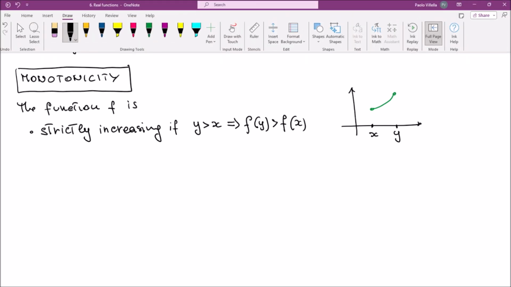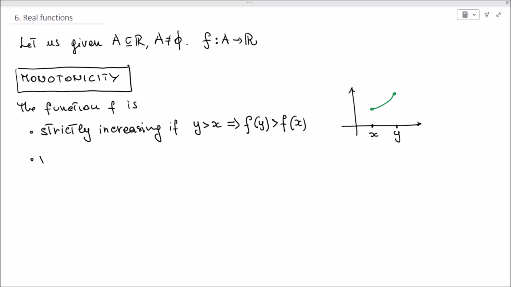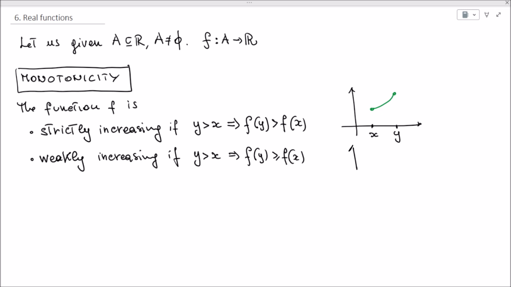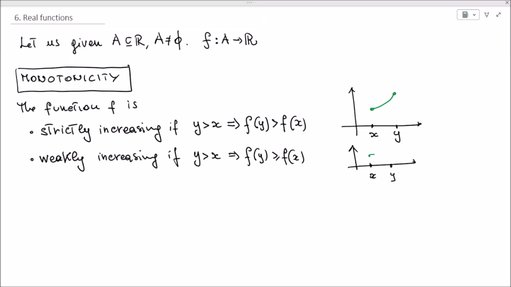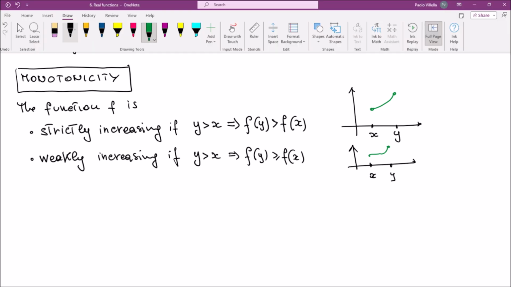We say that the function f is weakly increasing if y larger than x implies that f of y is larger than or equal to f of x. So in this other situation we have that moving from x to y we may have a behavior like this, and this is weakly increasing.